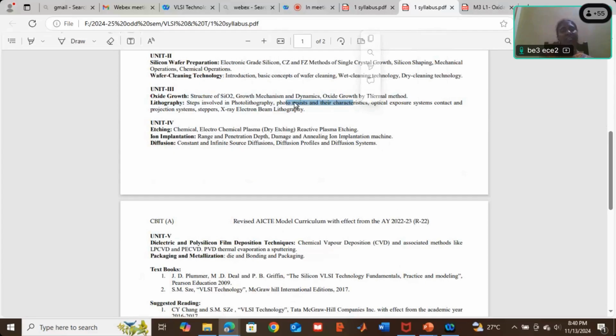Preferably with diagrams, with equations, you will get full marks, both in internal as well as final exam. If you write equations, it is excellent. 1 or 2 equations compulsory for every topic. If equations are there in the PPT, you learn and write.